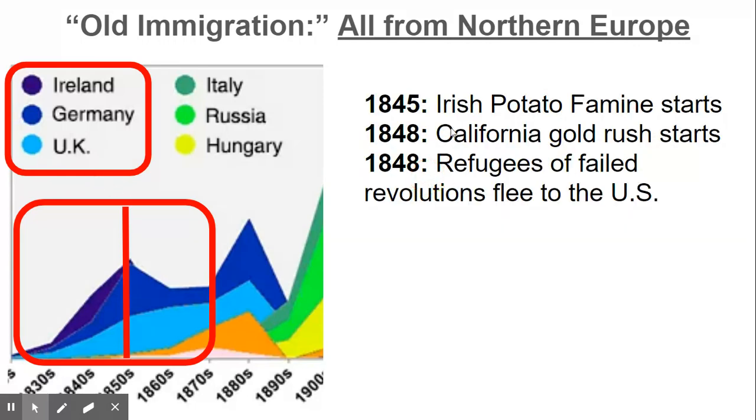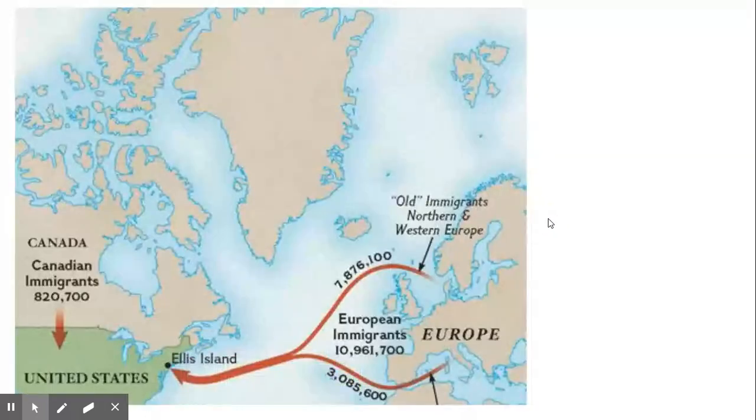Some of the reasons they came was the Irish potato famine in 1845, where literally thousands, maybe even millions of people died from starvation. They had the gold rush in California, which pulled a lot of people to the United States. And in Germany and other countries in Europe, there were several revolution-type events that failed. There was lots of warfare going on, so people moved to the United States in hope of a better life.